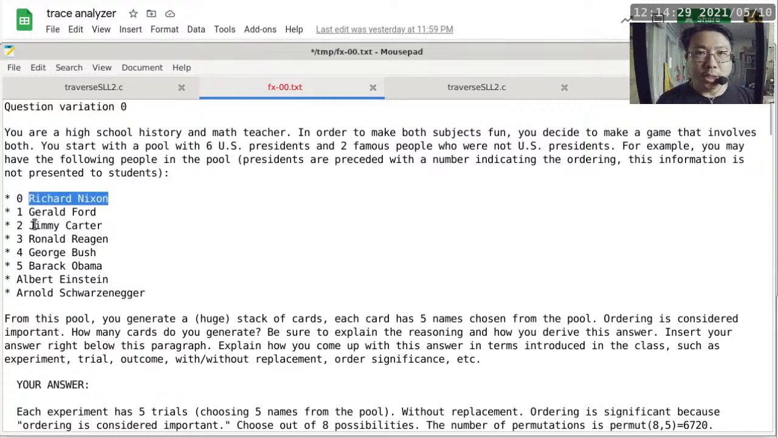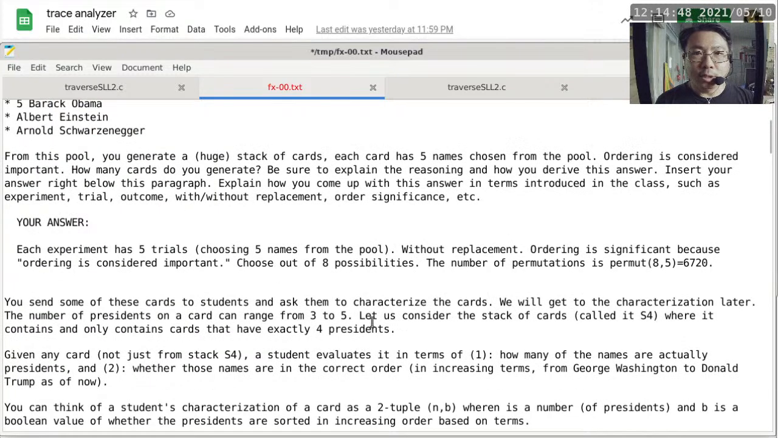In other words, in the case of 3 names, I'm just using that as an example. If it is Richard Nixon, Jimmy Carter, and Ronald Reagan, that will be in order. Even though we skip Gerald Ford in between, it is still in the correct order, because Richard Nixon is before Jimmy Carter, and Jimmy Carter is before Ronald Reagan in terms of their presidency. So that is what it means when I say whether they are in order or not. Being in order doesn't mean that they have to be contiguous, which means serving successive terms without anyone in between. So I just want to make that clear.